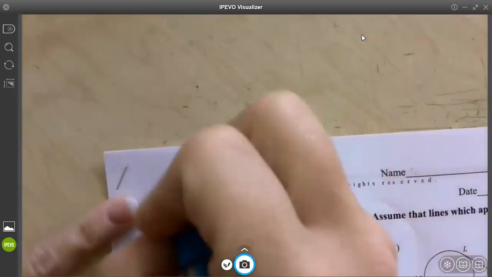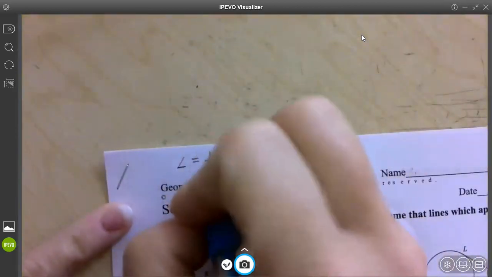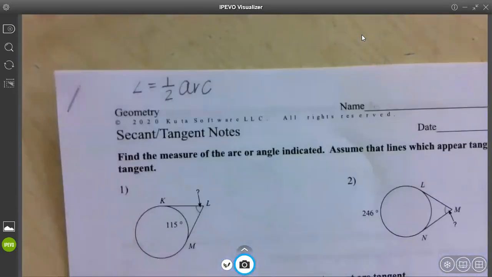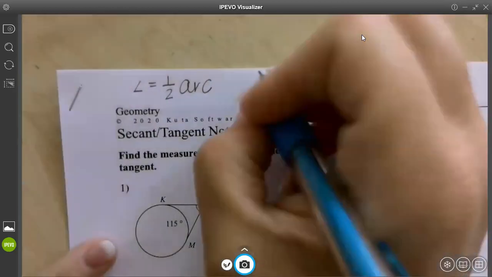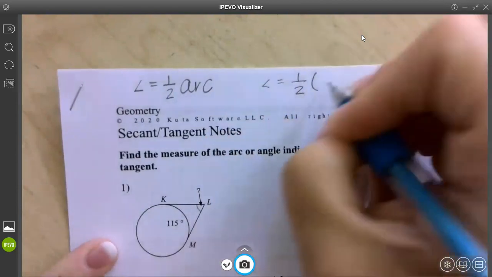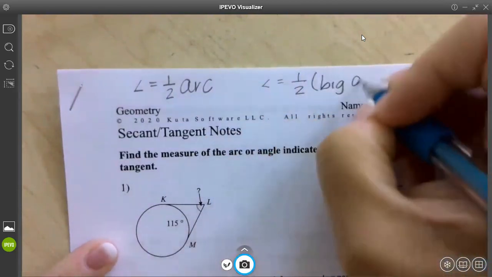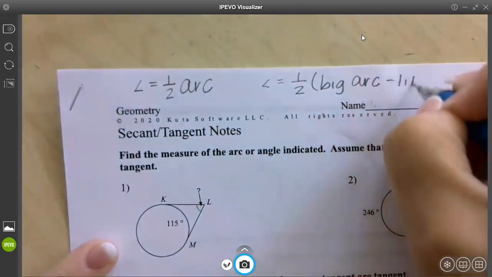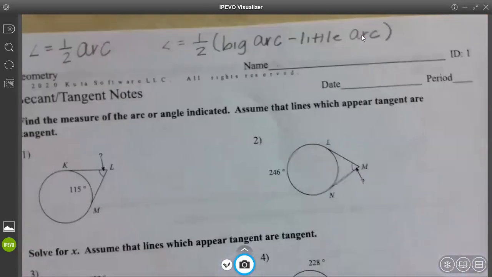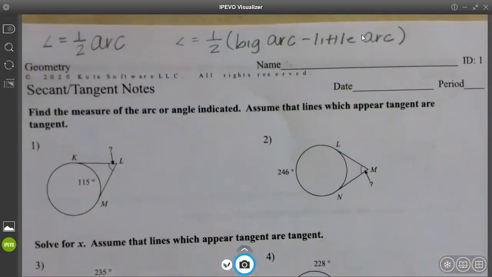So here's one formula that we've already done. Angle equals half the arc. This is if you have an inscribed angle, where there's only one arc inside the angle, and I'll explain that in a minute, okay? You also will have this one, and there may be another one in there, but this is if there are two arcs inside the angle. And again, I'll explain the difference between one and two.